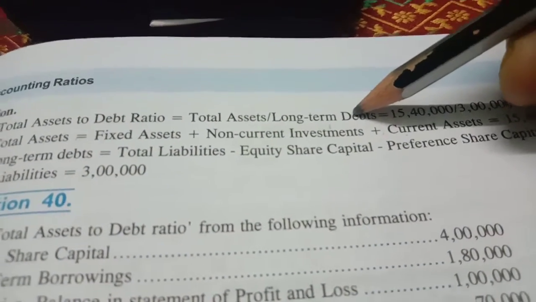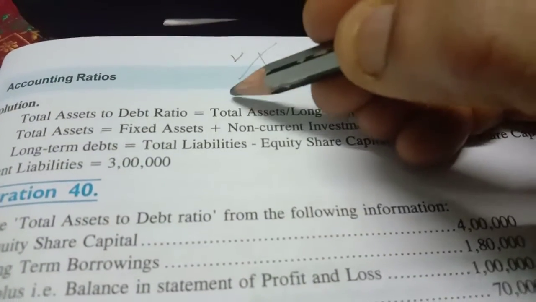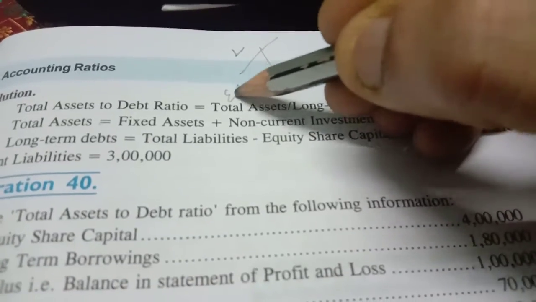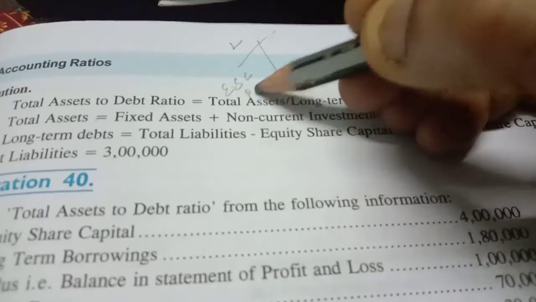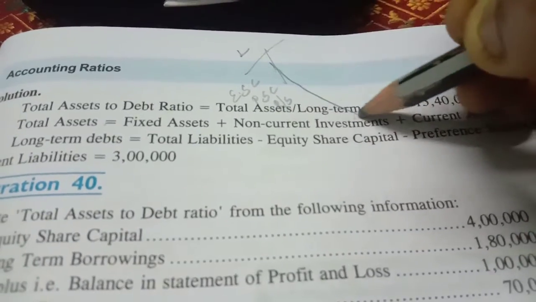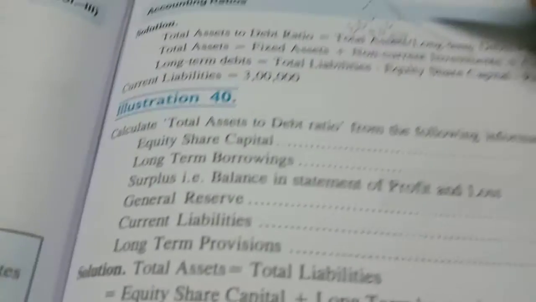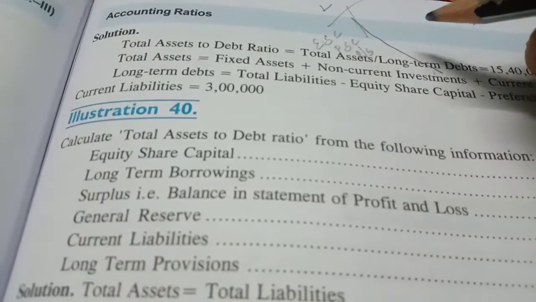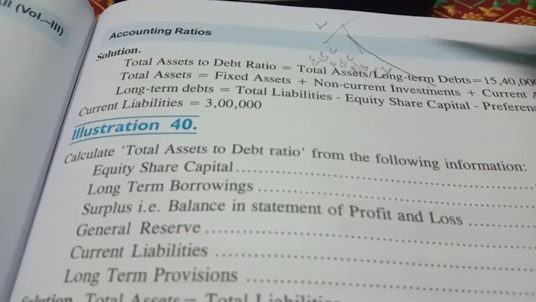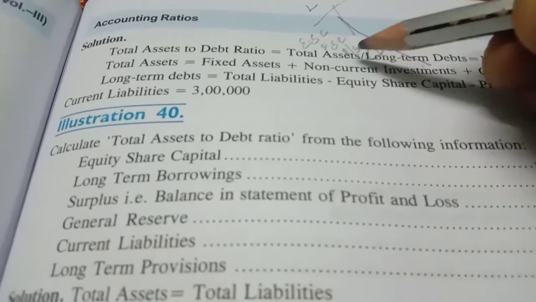The next one is the long term debt. What is all the long term debt? So see the liability side. The first one is the shareholders' fund, that is, in this sum we have equity share capital, preference share capital, reserves and surplus, which are on the liability side. And next we have the current liabilities. Current liabilities are also given in this sum, but we need the long term debt. So how to calculate the long term debt?